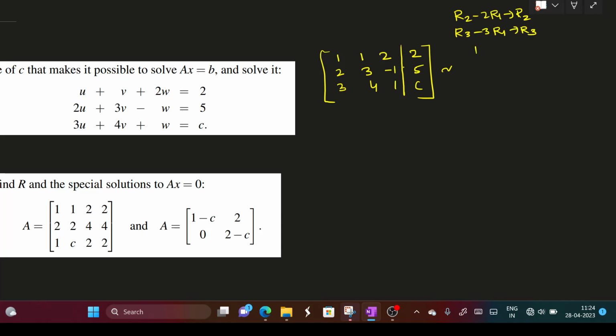How much is it? 1, 1, 2, 2. First row no change, so directly I copied. Now it is 0, 1, minus 5, 1. Then it is 0, 4 minus 3 is 1, 1 minus 6 is minus 5, and it is c minus 6.